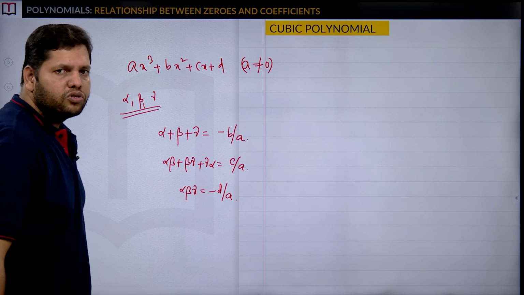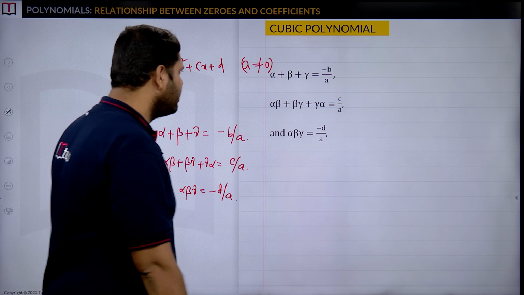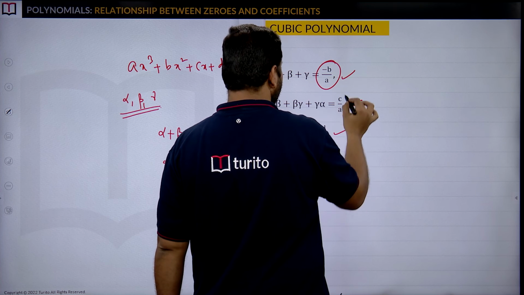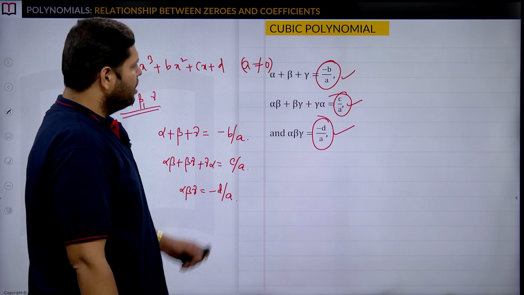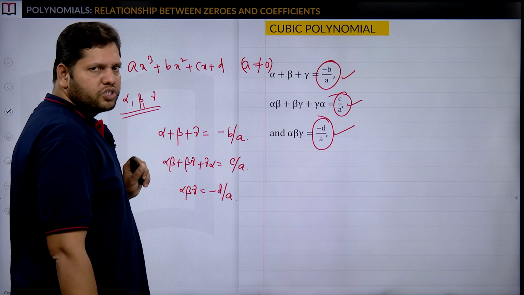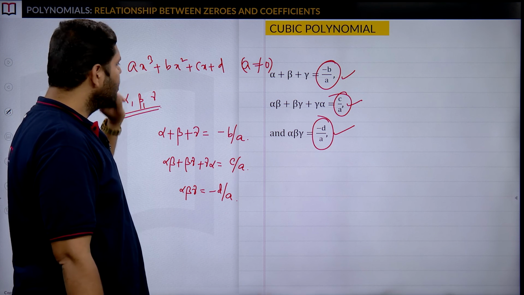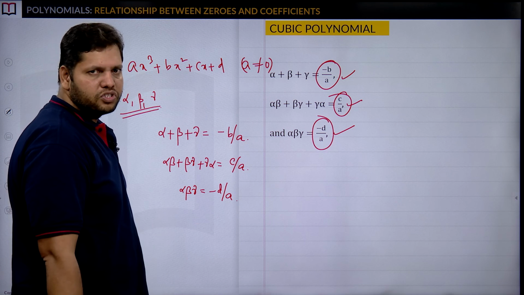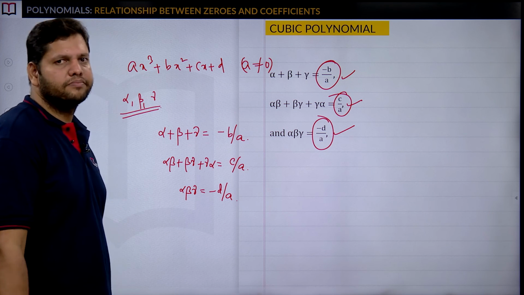Clear, children? So these are the three combinations. Otherwise, we can say three varieties we can write from the alpha, beta, gamma. First one minus b by a, next one c by a, next one minus d by a. Here b is nothing but what, children? x square coefficient. Same like previous, okay, quadratic polynomial. Again a is nothing but what? x cube coefficient here. And c is nothing but what, children? Here x coefficient. And d is nothing but what, children? Here it is the constant term. Clear?